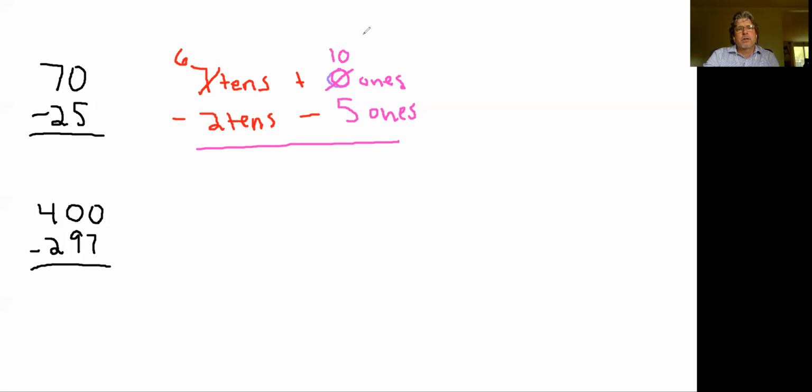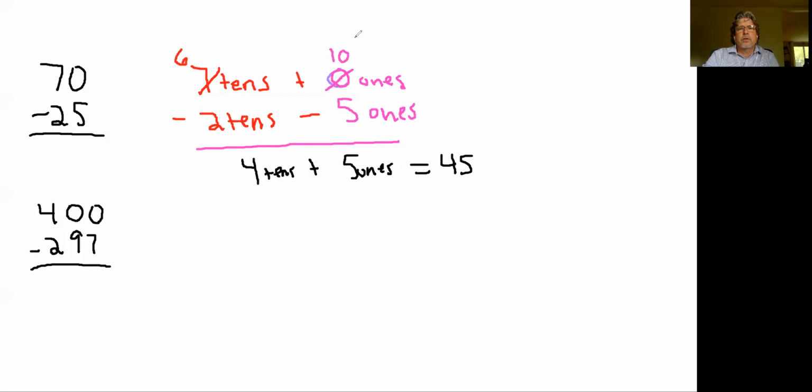But now we can focus on place value. We can then go 10 ones, take away 5 ones, and that would be 5 ones. And then we're going to add to that. If I have 6 tens, take away 2 tens, that's going to be 4 tens. So 4 tens plus 5 ones, we would write that as 45, because 45 means 4 tens plus 5 ones.